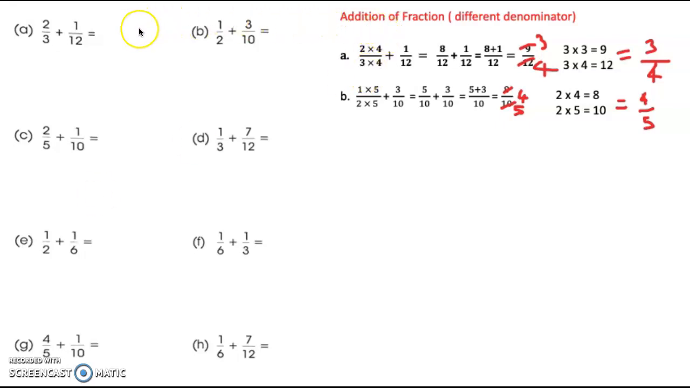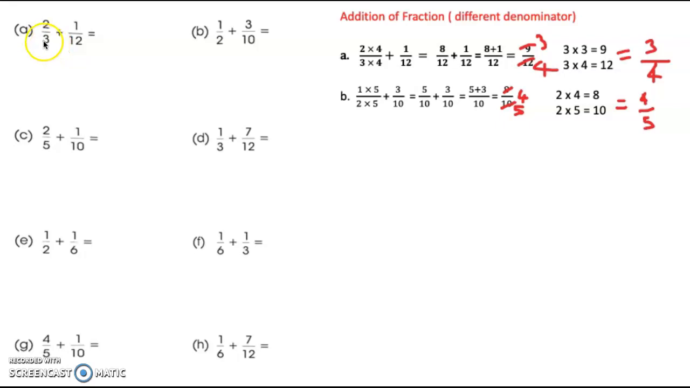Now see, today we are going to practice more on addition of fractions with different denominators. First of all, this a. When you have different denominators, you have to make the denominators the same. For this, we check whether the biggest denominator is a multiple of the smaller one.